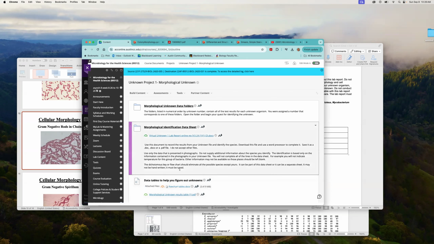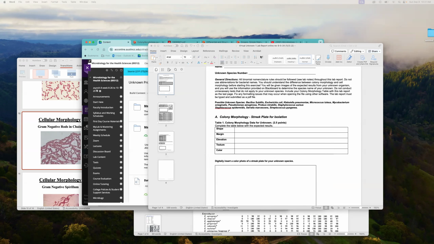And in the project, if you look down here, there are data tables to help you figure out the unknowns. There are lots of data tables that we have from the Bergey's manual. Since you don't have access to that easily, it is in the library. So you can see there are charts here with all sorts of information, not just for this project, but for the two projects to come.